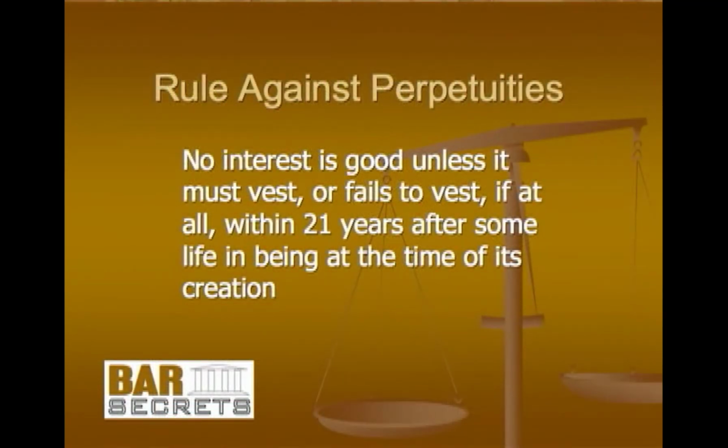Okay. All right, well, here's what I recommend. Let's say the rule against perpetuities is called for or part of your hypo. Well, then headnote the rule against perpetuities. And then, and this is the toughest part, give the rule. Let's go over it. No interest is good unless it must vest.